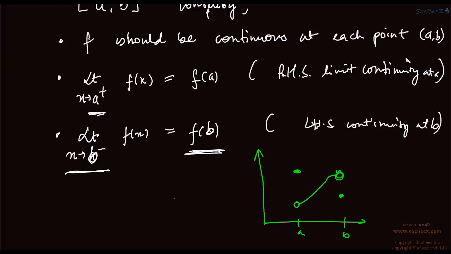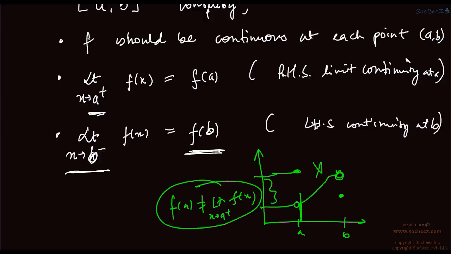So f of A is not equal to the right hand side limit, that is limit x tending to A plus f of x. That value will be this, something close to A but not equal to this. Okay, these have some difference. This is not equal, so this is not continuous.